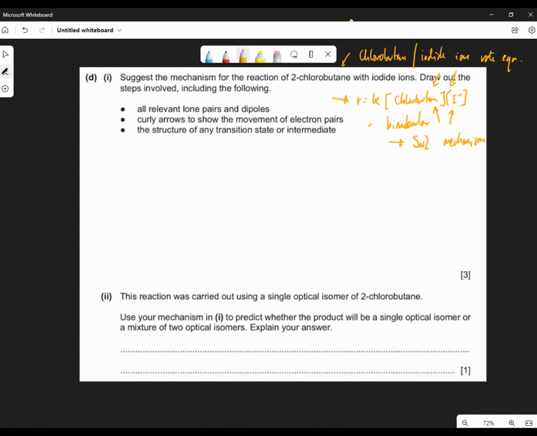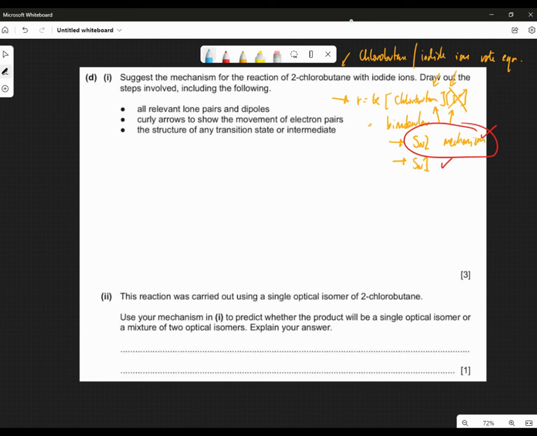the rate determining step. If you only got one thing, if you did the previous bit wrong, then you've got to draw an SN1 mechanism. So you can pick either an SN2 or an SN1 mechanism for this, but it depends on your previous answer whether you get all the marks right. But the correct answer is an SN2 mechanism, so that's what I'm going to do.